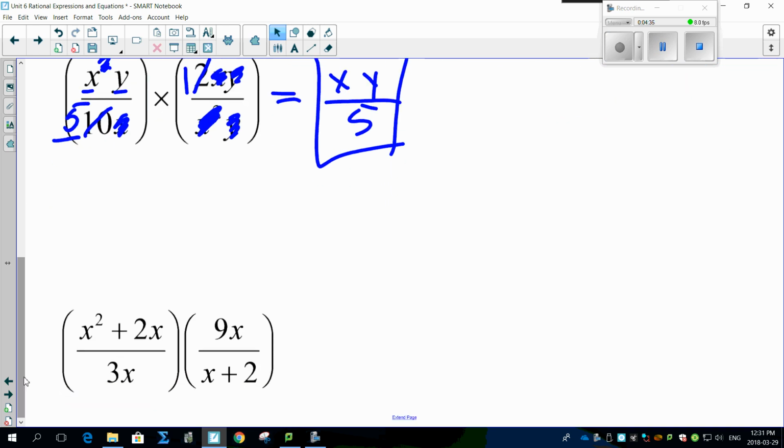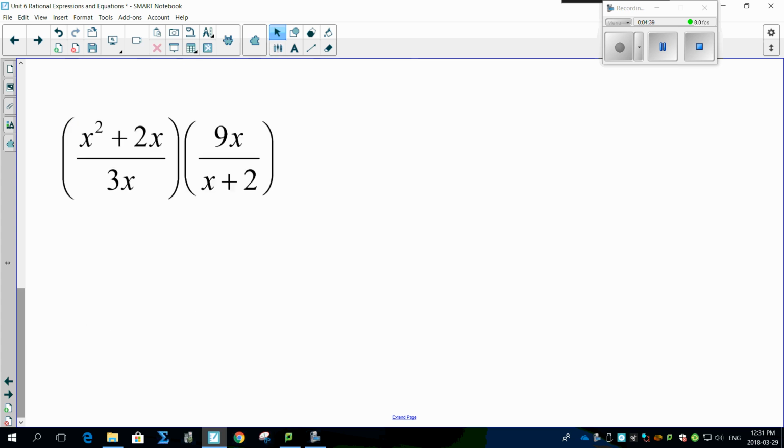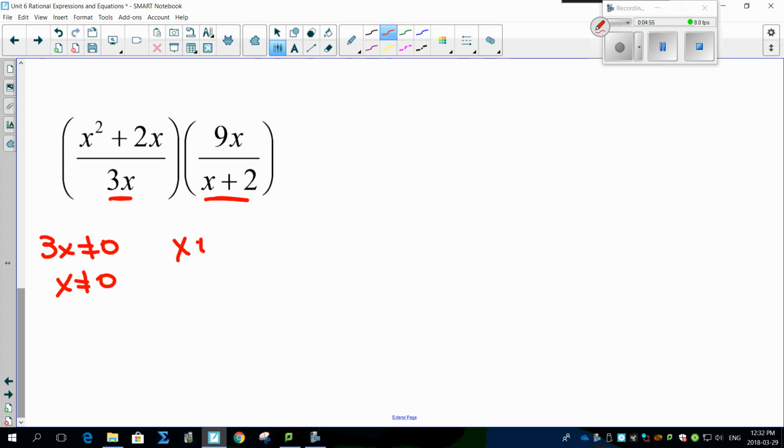So let's do it with this particular one. Now that you're dealing with polynomials, you may have to factor first. Is there anything to factor here? No. Anything to factor here? No. So let's do the NPVs. 3x cannot equal 0 means x cannot equal 0. X plus 2 cannot equal 0, which means x cannot equal -2. There's your NPVs.